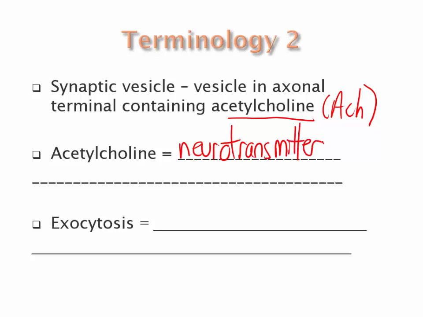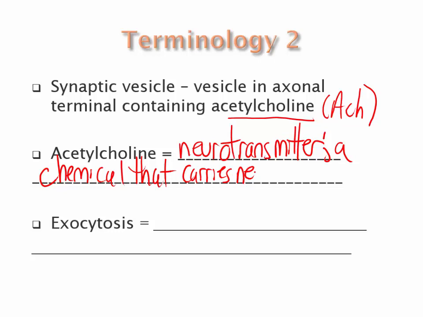I don't know if anyone's heard that word before, but a neurotransmitter is a chemical that carries the nerve impulse to the muscle cell. That's one way, at least, to think of it. We're going to define it a little better later, but right now that's probably a good way to describe it.